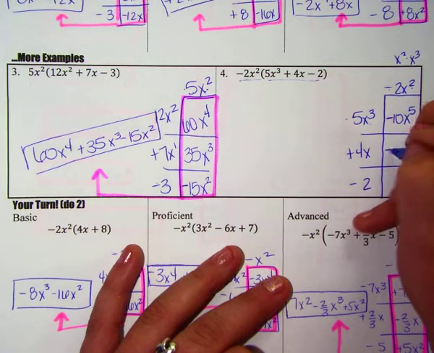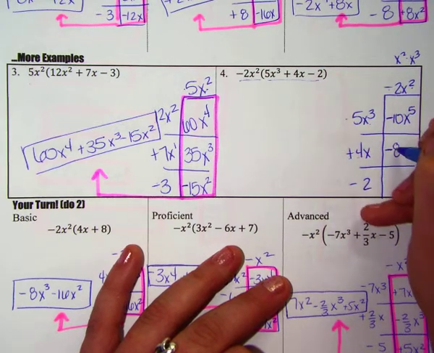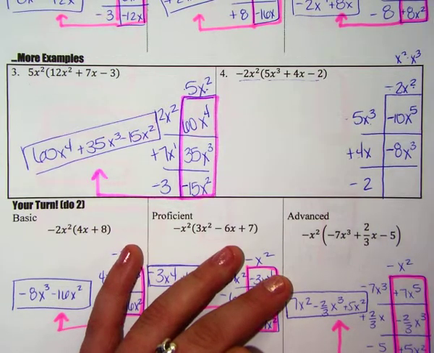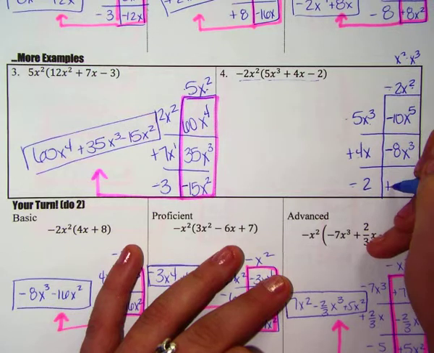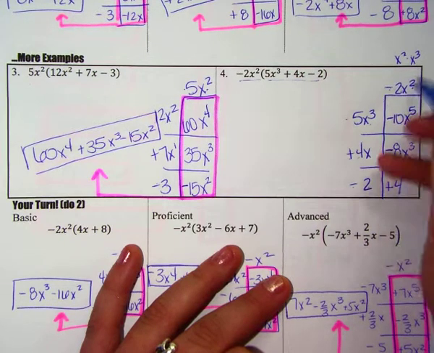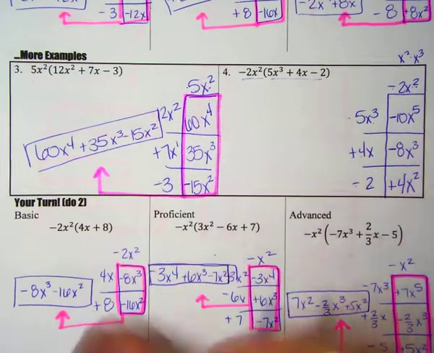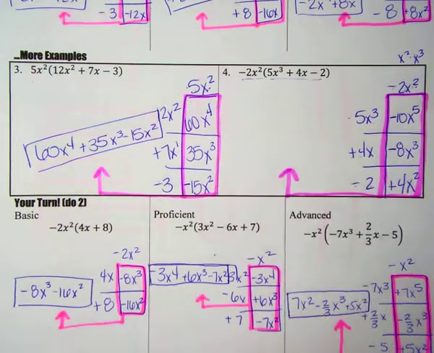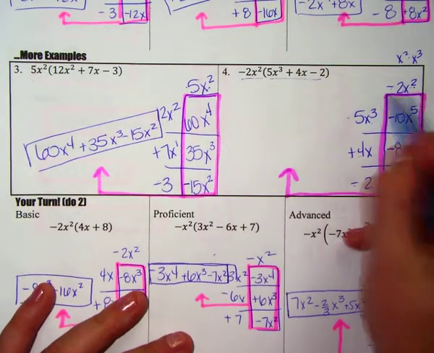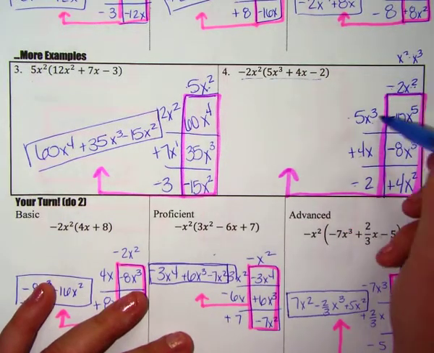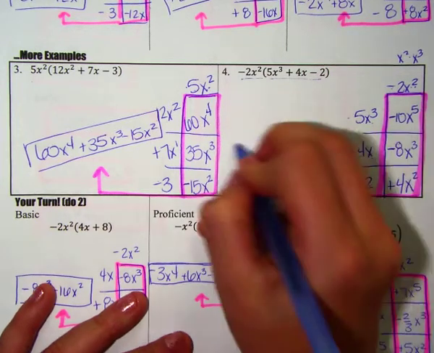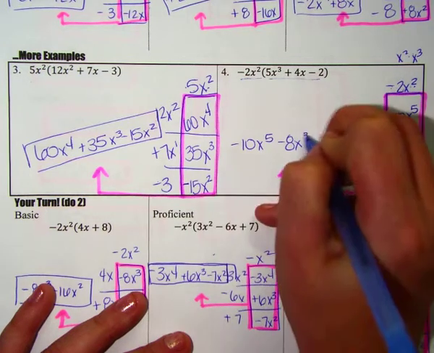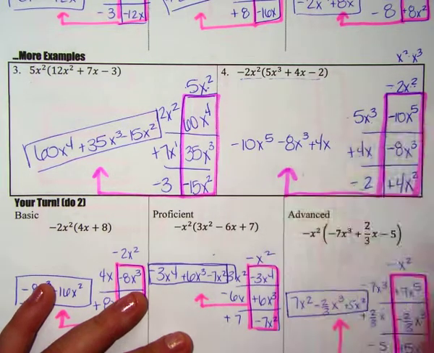Negative times a positive is a negative. 2 times 4 is 8. X squared times x is x to the third. Negative times a negative is a positive. 2 times 2 is 4. X squared times x squared. So the area of this rectangle with dimensions negative 2x squared and 5x to the third plus 4x minus 2 is negative 10x to the fifth minus 8x to the third plus 4x squared.